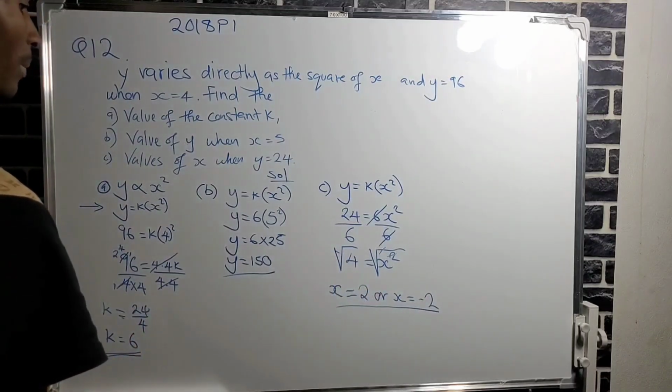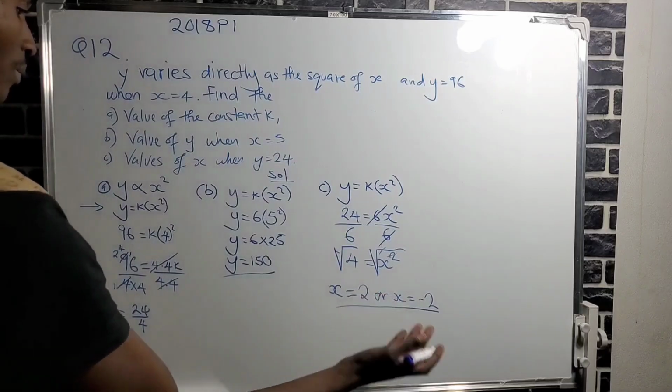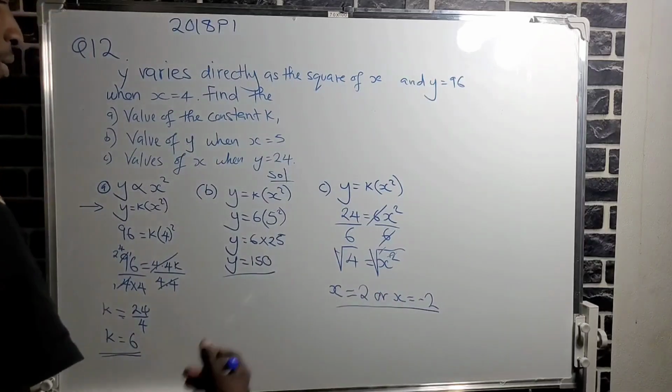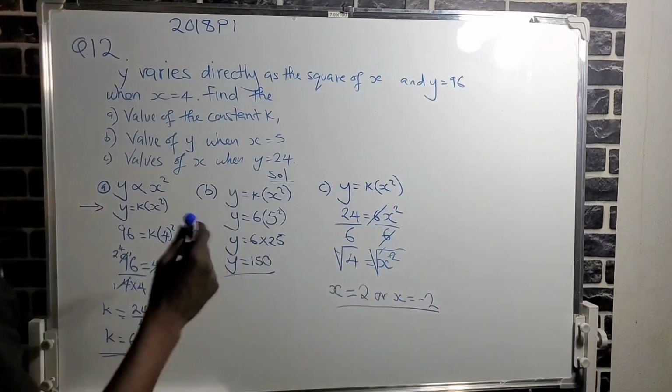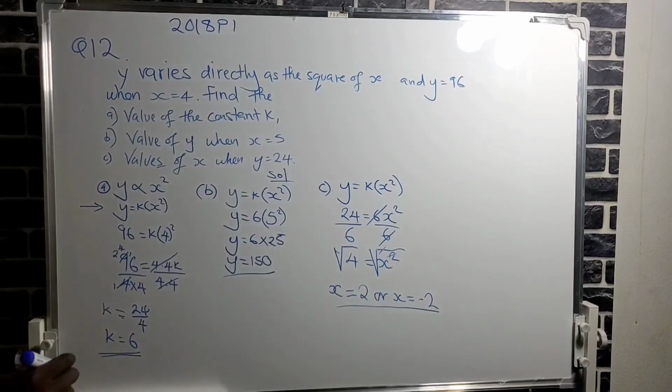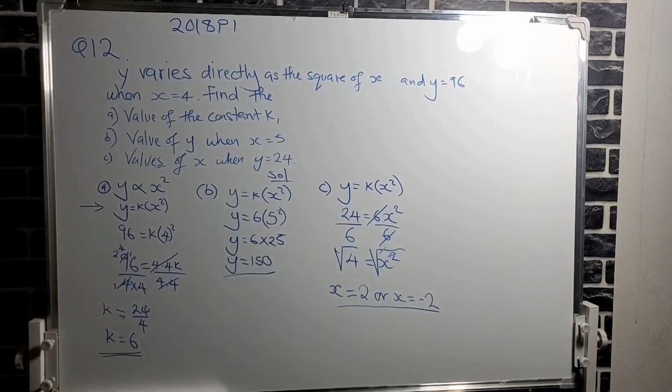So we don't know which root it was. So you write two answers. That's the reason why they said values. That's the answer to question number 12.